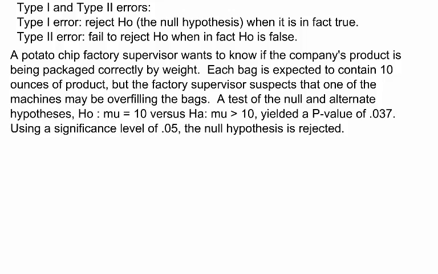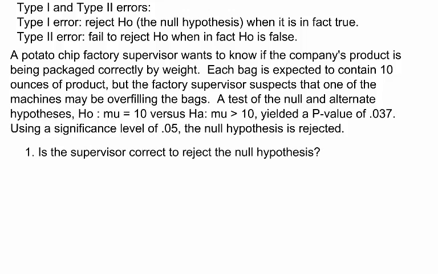A test of the null and alternate hypotheses, Ho, where mu is equal to 10, versus Ha, where mu is greater than 10, yielded a p-value of 0.037. Using a significance level of 0.05, the null hypothesis is rejected. Is the supervisor correct to reject the null hypothesis?